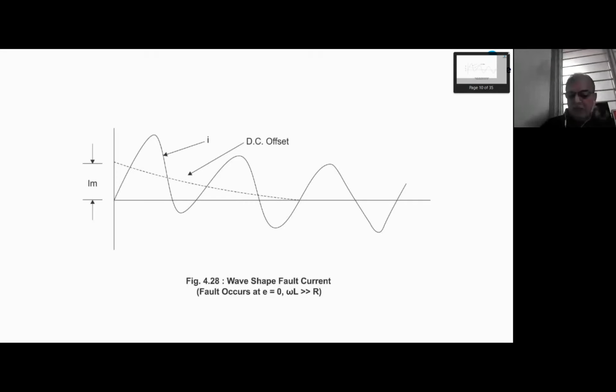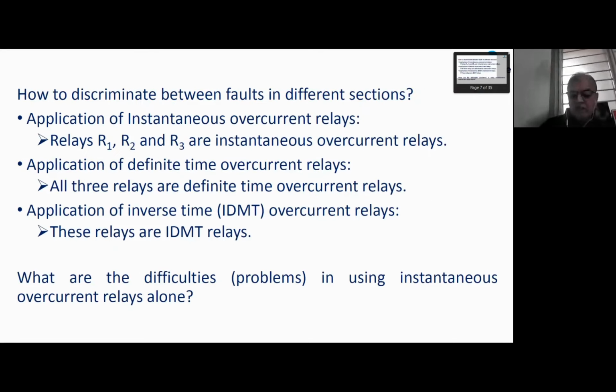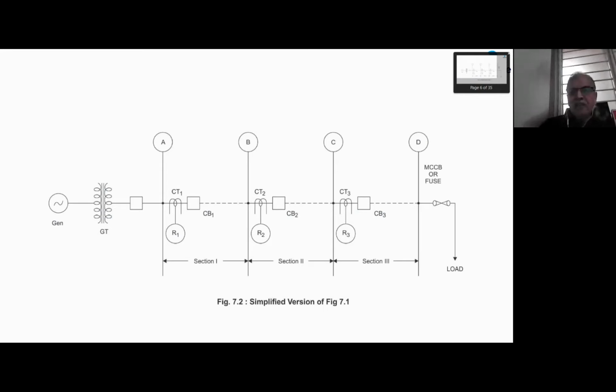So fault, so to say, fault has occurred beyond B. Fault has occurred beyond bus B. But relay R1 feels that it is before B. This is known as overreaching. Relay sees the fault nearer than where actually it is. Therefore, it is known as overreaching of the relay. But this overreaching is transient. After the current becomes symmetrical, overreaching is not going to be there.